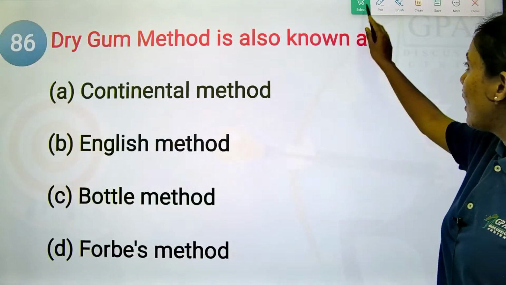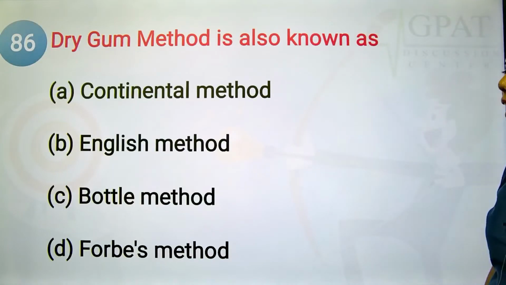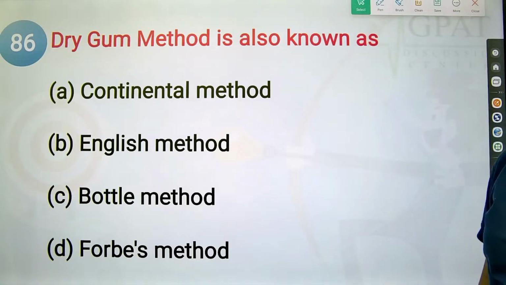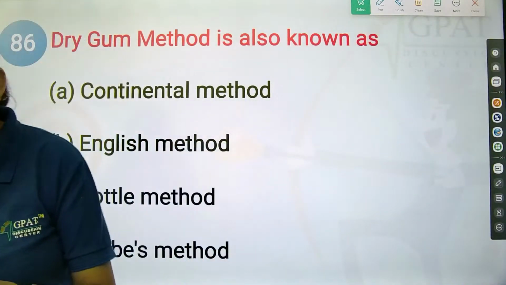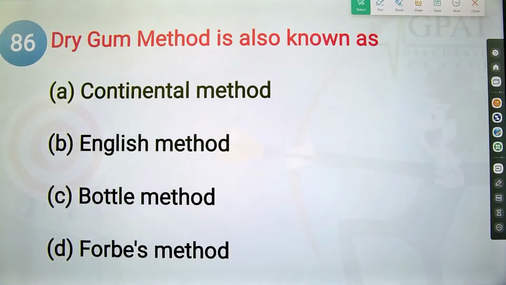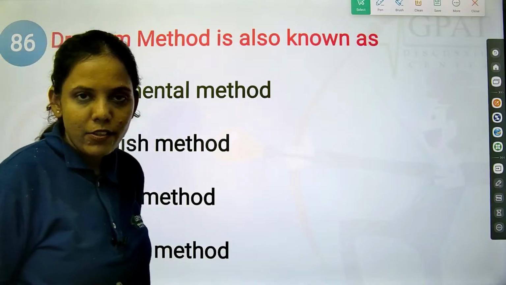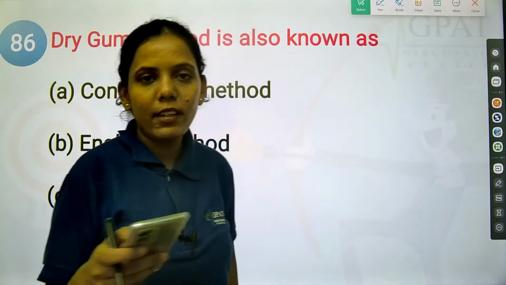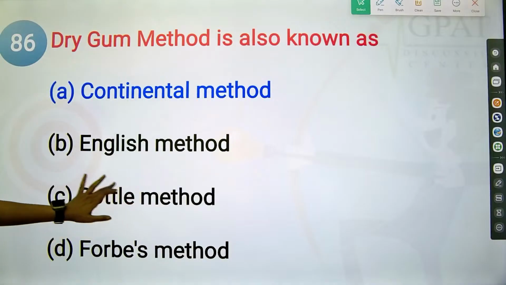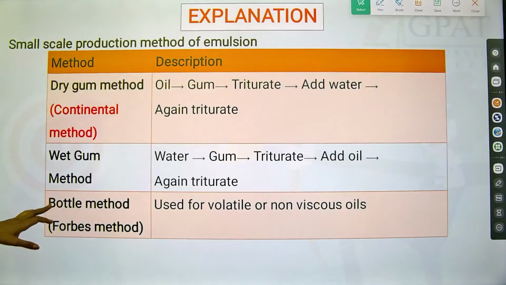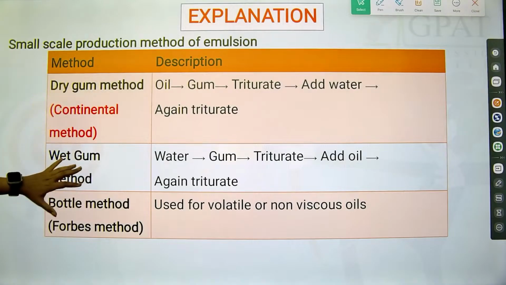The next is, dry gum method is also known as what? Option A is continental method, English method, bottle method, or Forbes method. What is dry gum? Dry gum is nothing but first you will not add the aqueous phase, oil is mixed with the gum and then water will be added. So that is nothing but the continental method. Option A, continental method, is the right answer. Wet gum is the English method, then bottle. Bottle is nothing but the Forbes method.